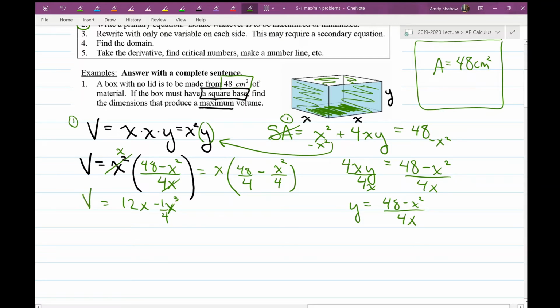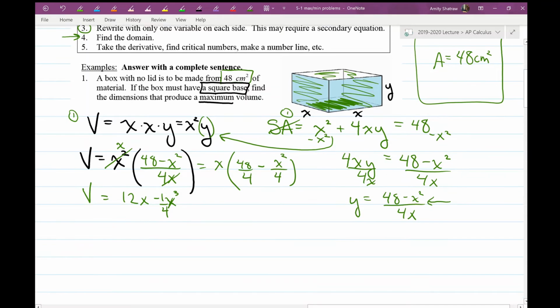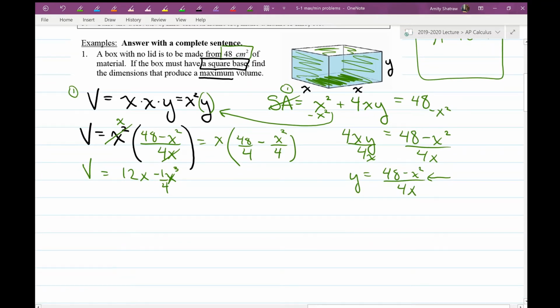Now it says rewrite with only one variable on each side. This may require a secondary equation. I did that. So step 4, find the domain. I want you to know that the domain is coming from this equation because I have these hard limits of it being 48 centimeters squared.